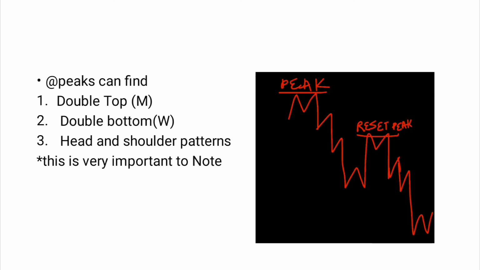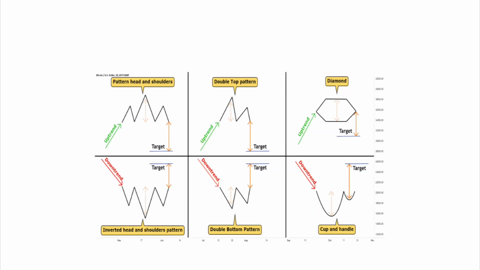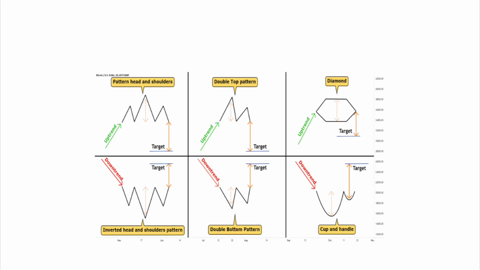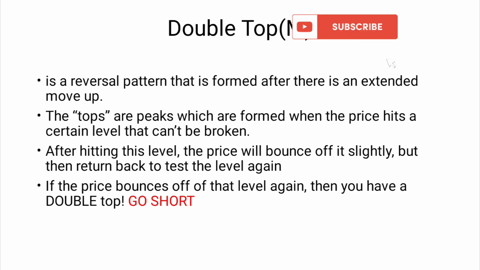So at peaks, like I was drawing, you can find double top, double bottom, head and shoulder. Like I said, this will be just a peak, lower high, lower low, lower high, lower low, and that's it. So we're saying at the peak you can either expect a double top, a double bottom, or a head and shoulder pattern. So these are some of the patterns which you can use.